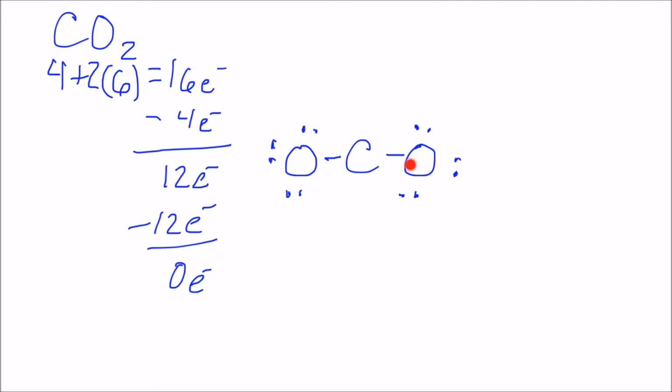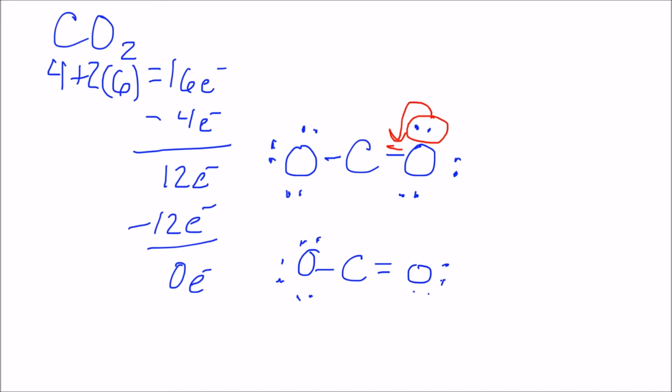Now let's check carbon. Carbon has 2, 4 electrons around it, which means the octet rule is not met for carbon. So we need to create some new bonds. We're going to shift a pair of electrons from this oxygen into a new bond right here, and then we'll redraw the molecule.